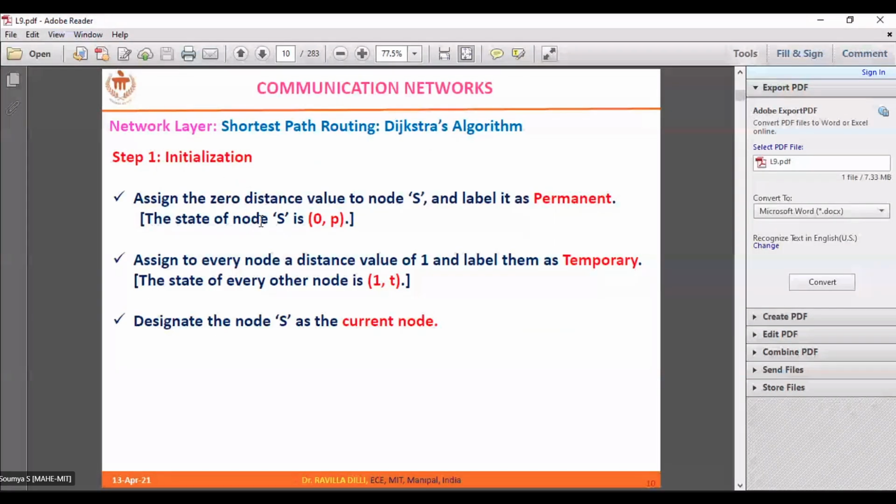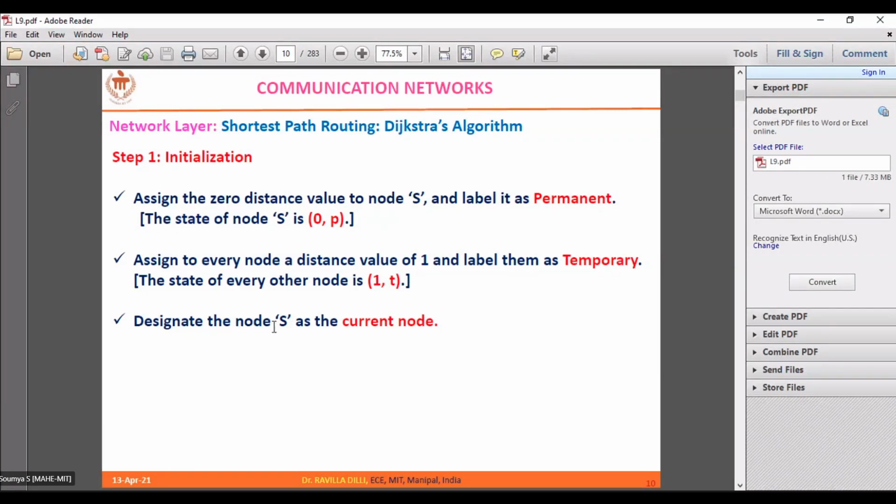Initialization. For this particular source node from where we are starting, we take its value as 0 and we also label it as permanent because we don't want to come back to the same node again and again. Next, you assign to every node a distance value of infinity and label them as temporary. You either give it as infinity or you make it as some large value. In some textbooks, it is given as infinity. In some places, it is given differently. However, the further steps are what is important.